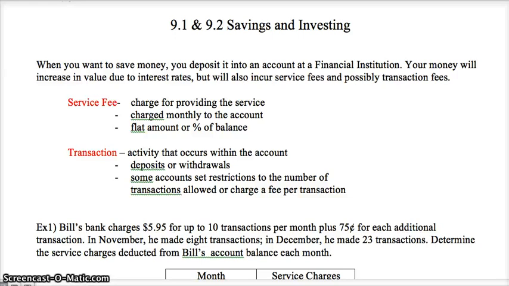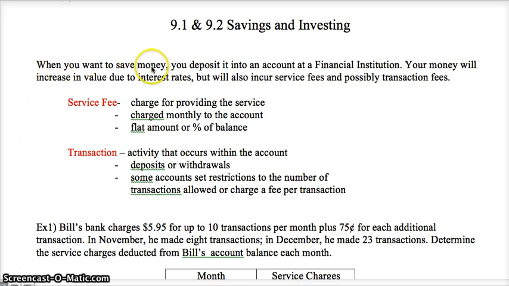Okay, so now we're looking at Unit 4 in Finance, and we're looking at Chapter 9 in the textbook. So we're looking at actual expenses in your future once you're out on your own. So 9.1 and 9.2 is looking at savings and investing. So we're still looking at our compound interest, but there are other things we need to consider.